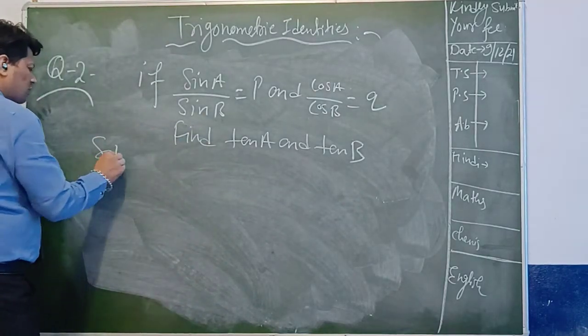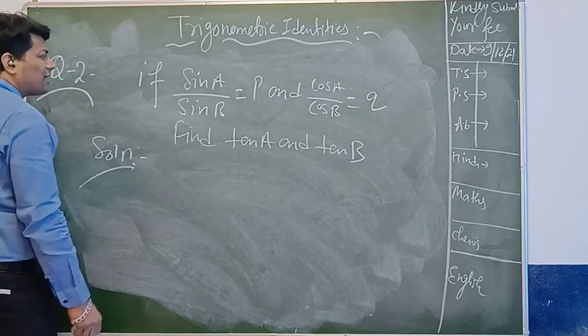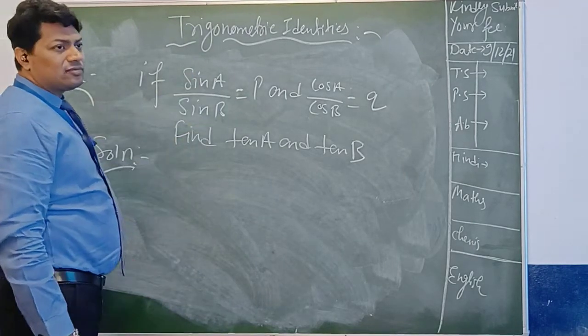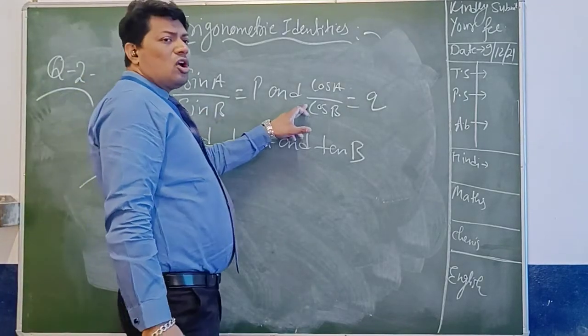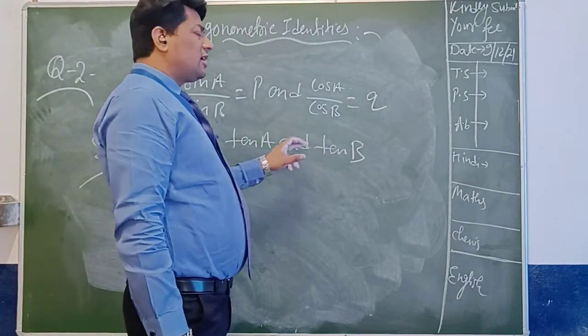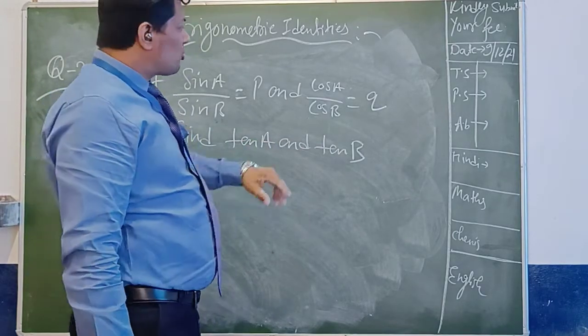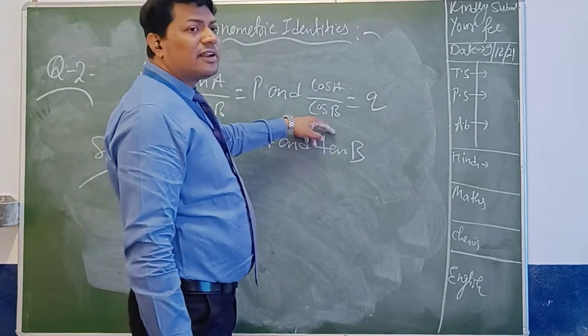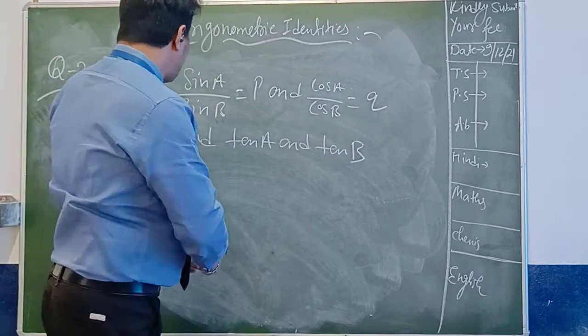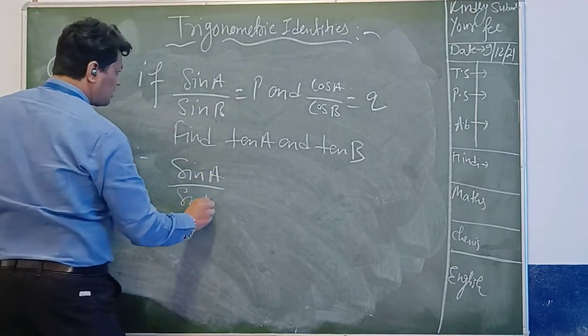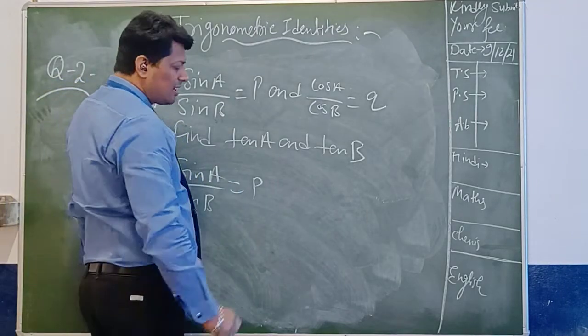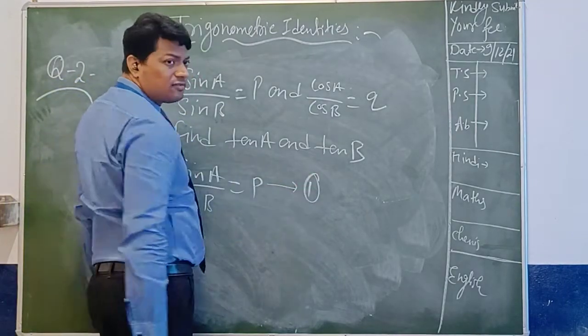The solution: we have to arrange it in such a manner that it can be multiplied, sin A upon sin B into cos B upon cos A. Clear? So first you have to take the reciprocal of this term. We have sin A upon sin B equal to P. Let us take it as equation number first.